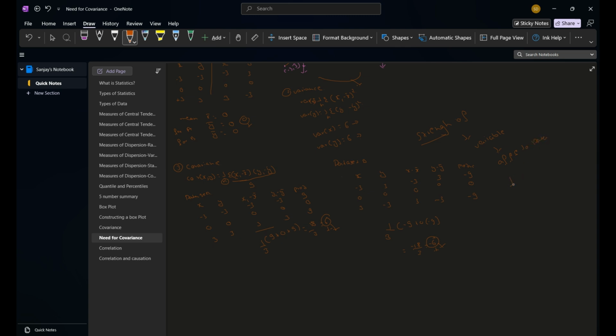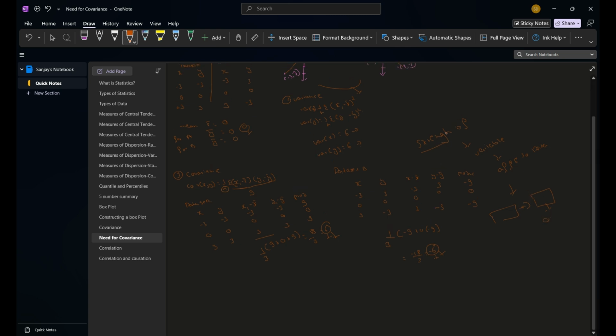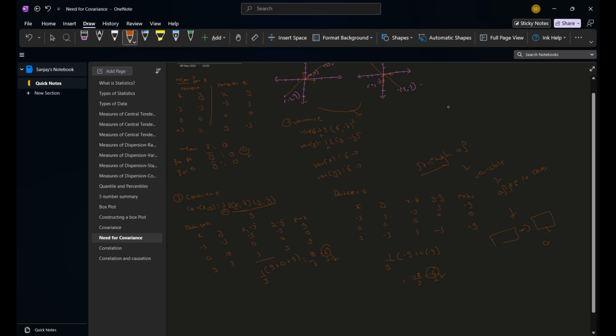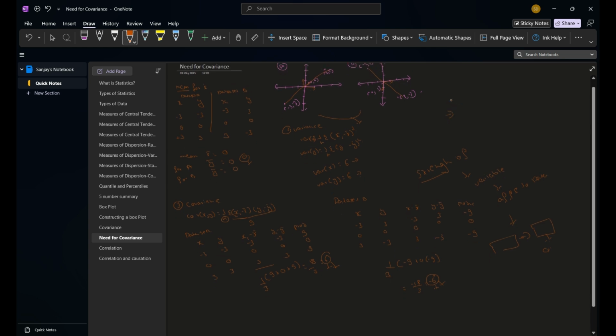So it doesn't mean that if the covariance is large, the relation is very much correlated. The covariance only tells about the nature of the relationship. If the covariance is positive, then there is a linear relationship: if one variable increases, the other also increases. If the covariance is negative, then the linear relationship is negative: if one variable increases, the other variable decreases. So from the covariance we only get the nature of a linear relationship, not the strength of the relationship.